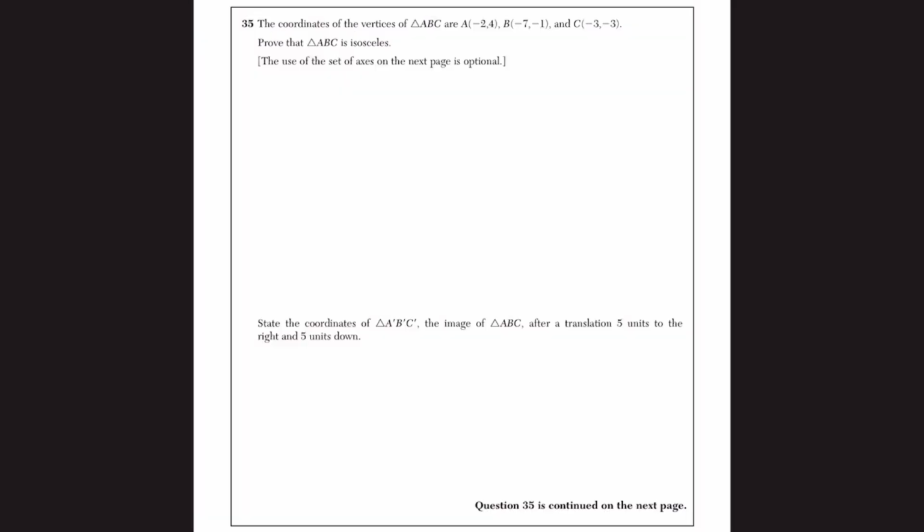Question 35. The coordinates of the vertices of triangle ABC are A(-2, 4), B(-7, -1), and C(-3, -3). Prove that triangle ABC is isosceles. So to prove a triangle is isosceles, we either need to prove that two angles are congruent to each other or that two sides are congruent to each other. And since we're just given coordinates of the vertices, we really can't do anything about finding the angles. So we're just going to have to find the distances between the vertices to figure out if any of them are congruent. So the distance formula is equal to this, and now we just find the distances of each side.